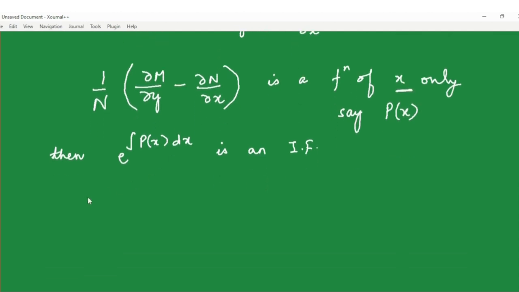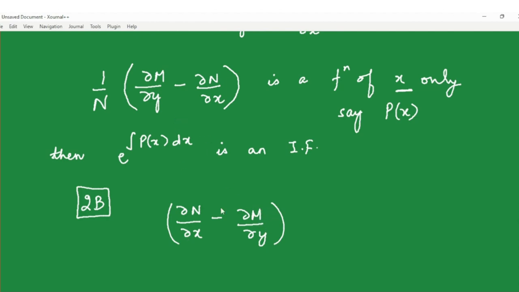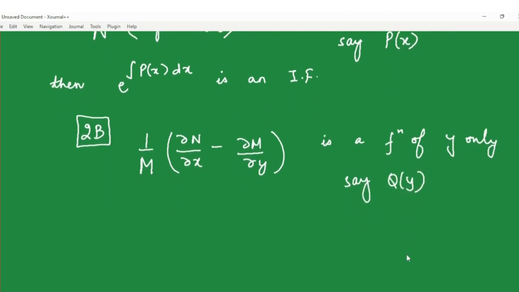The second version of the same rule is that instead of dividing by N, you reverse the order of these two partial derivatives. Instead of del M by del y minus del N by del x, you reverse them. You just take the negative of the expression that you took in rule 2a and then divide by the second function, which happens to be M here. And suppose this is a function of y only. After simplification, suppose everything cancels and you're just left with something involving y, say q of y, then e to power integral of this q of y is an integrating factor.